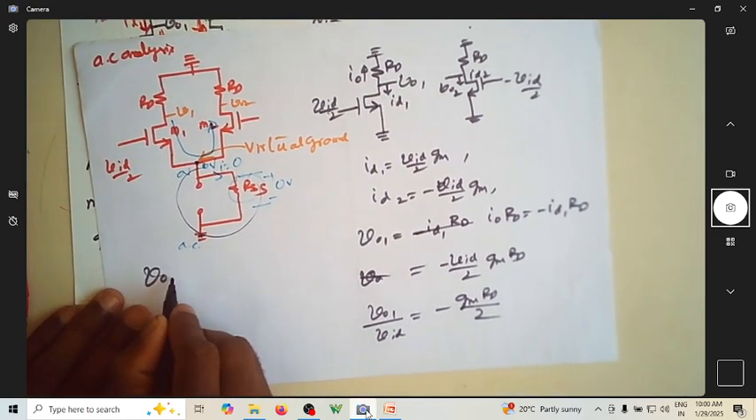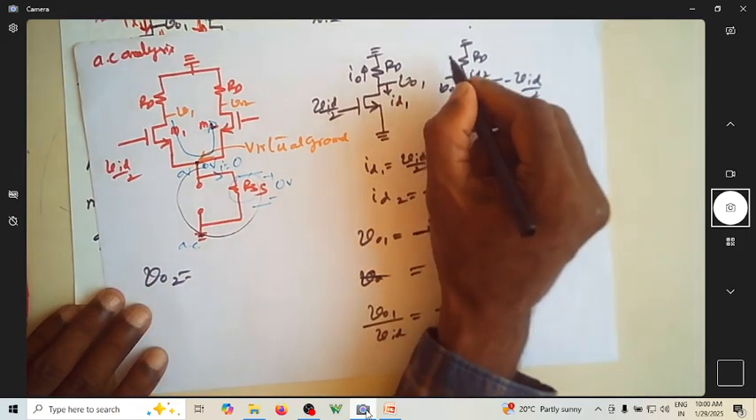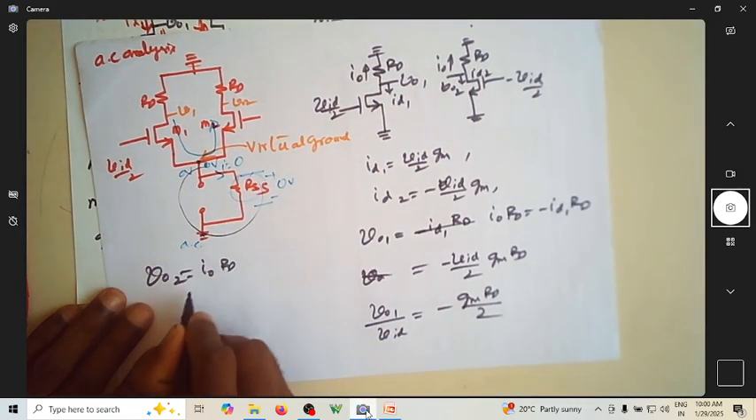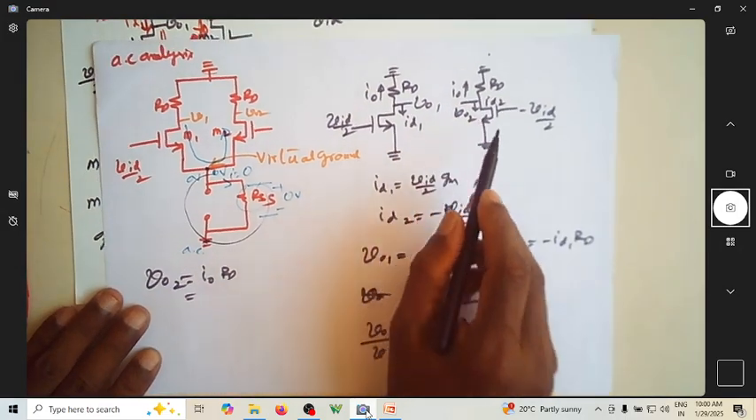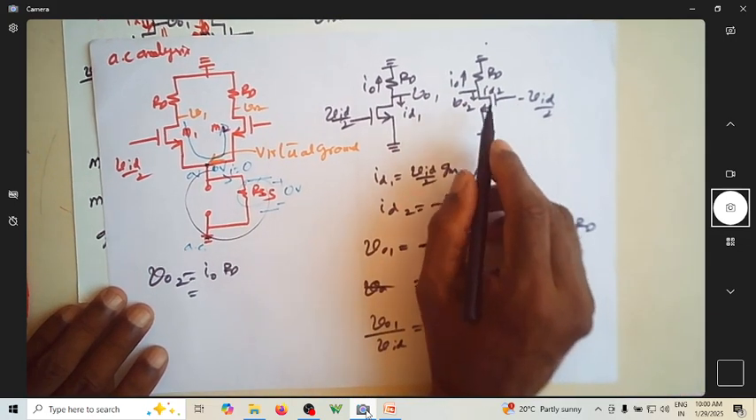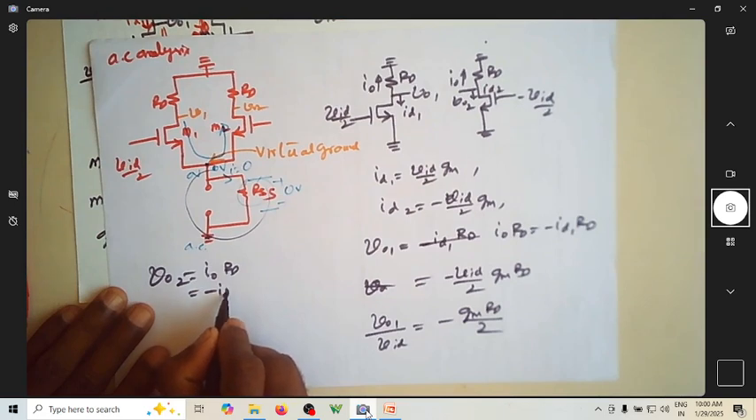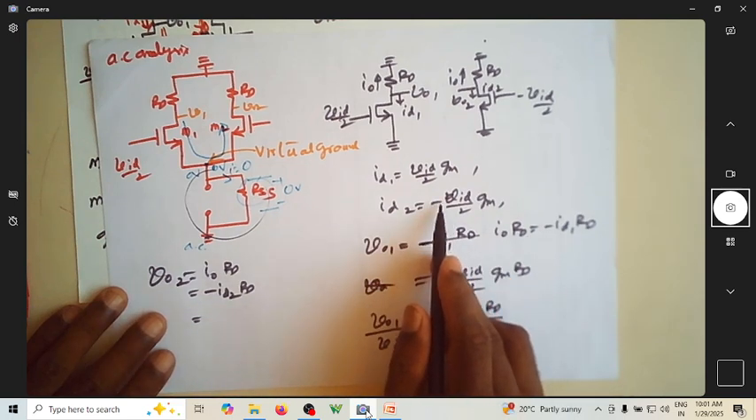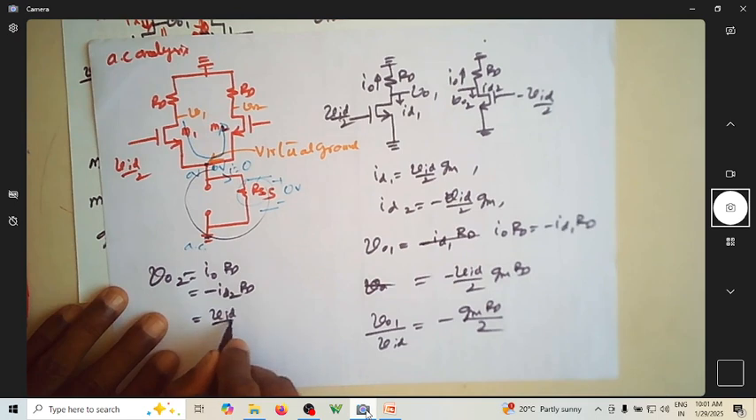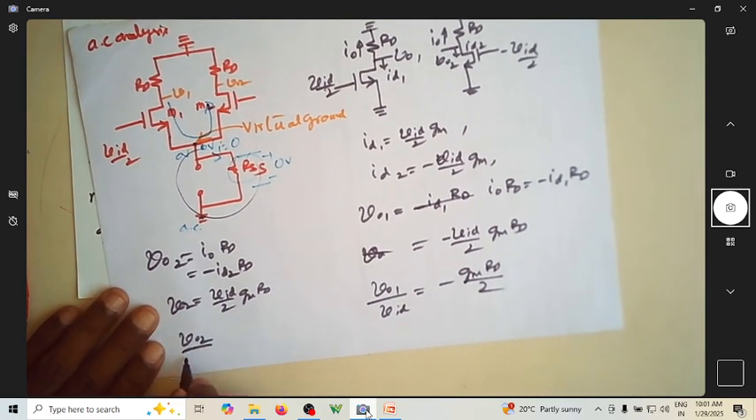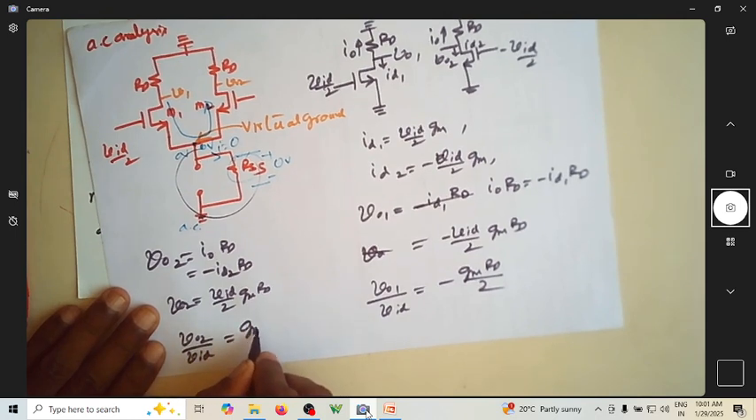Similarly, what is V02? If I write this as some I0, is it not I0 into RD? What is this I0? I0 is actually in the same direction. So now what is I0? I0 is actually minus of ID2 into RD. What is ID2? ID2 is actually negative. So negative of negative is now VID by 2 into GM into RD. This is V02. If I take this VID here, this is GM into RD by 2.